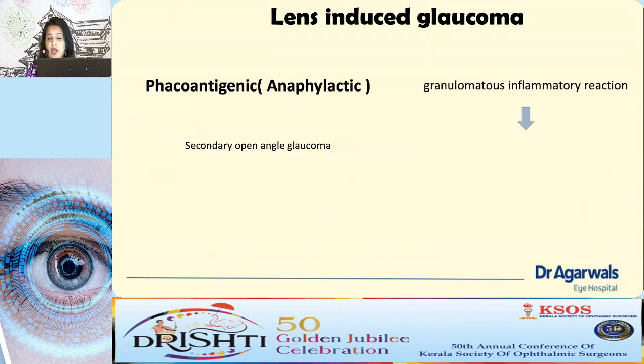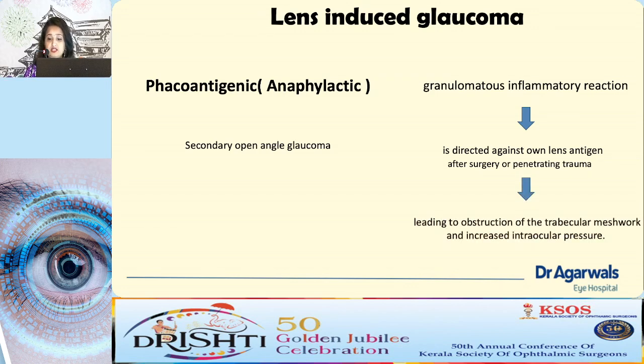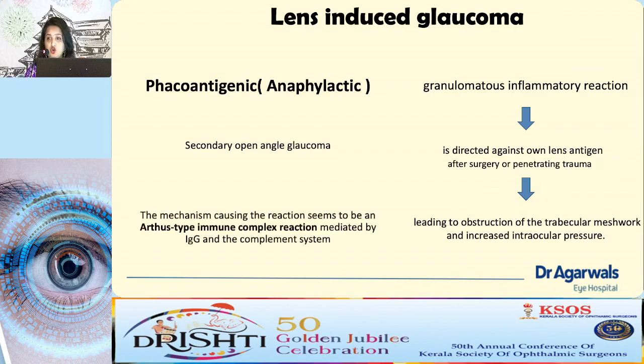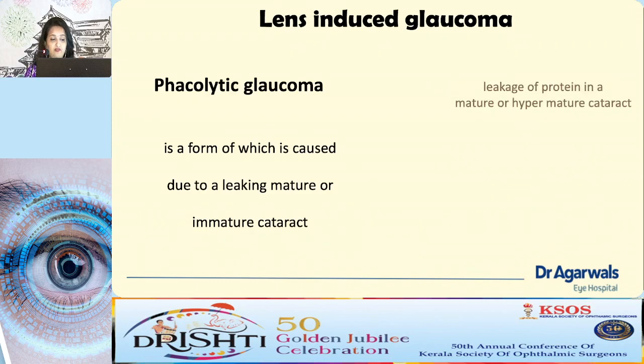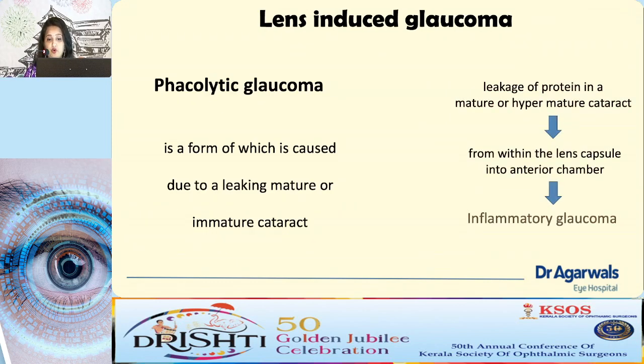Then we have the phacoantigenic, which was previously called phacoanaphylactic, where the lens's own antigens act as an immune complex, and this could be following a surgery or a penetrating trauma, causing obstruction of the trabecular meshwork and open angle glaucoma. So this is mainly an immune complex reaction. And finally, the topic as discussed, the phacolytic glaucoma, where there is leaking of protein material from a hypermature cataract causing trabecular meshwork blockage, leading to inflammatory glaucoma.